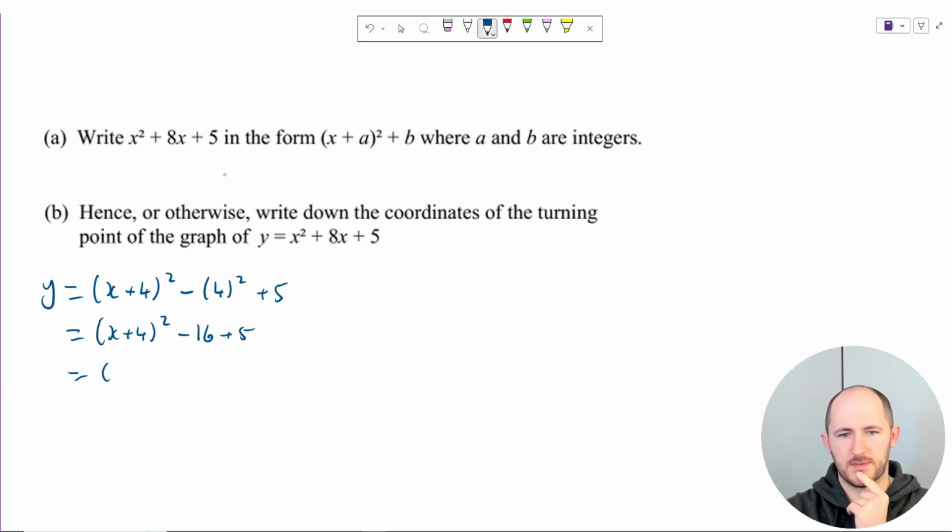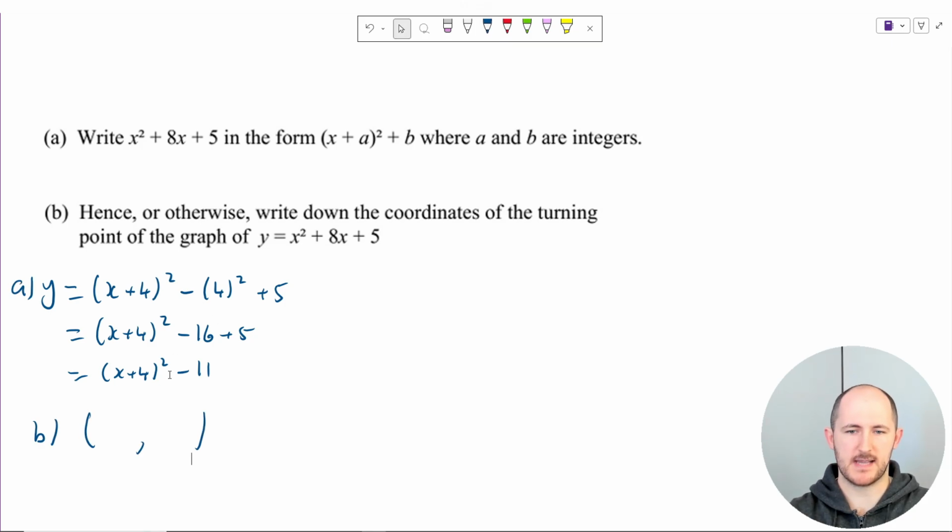So we get x plus 4 squared minus 11. Cool. And then again it says hence or otherwise find the coordinates of the turning point. Well, if you remember what I said, you keep the thing on the outside exactly the same. That's your y coordinate. And then you swap the sign of what's on the inside here. So instead of plus 4, it's going to be a minus 4. And that gives you like 3 marks in an exam. Really, really quick for that paper 1.